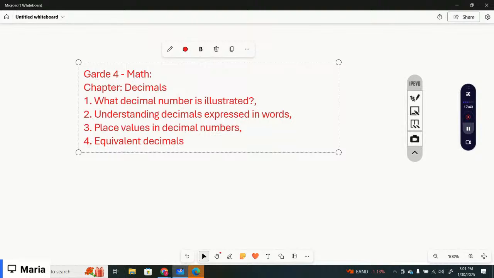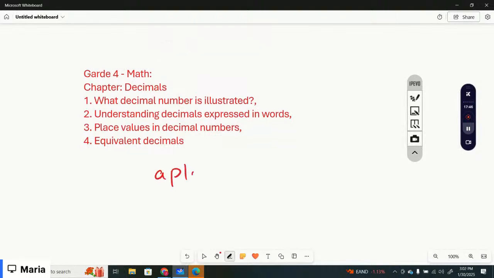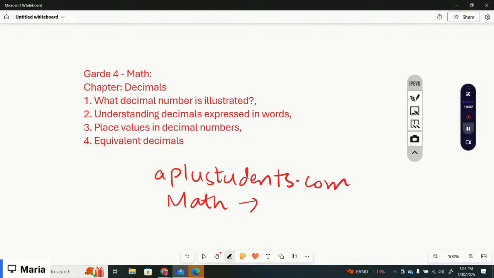You can find all the lessons on aplusstudents.com. You have to log in there using your email address and password as provided by the administrator. Then you have to select math from the subject tab, scroll down to grade 4 math, and then click on view all lessons. There you can find a list of the chapters. We're going to start with the chapter decimals.